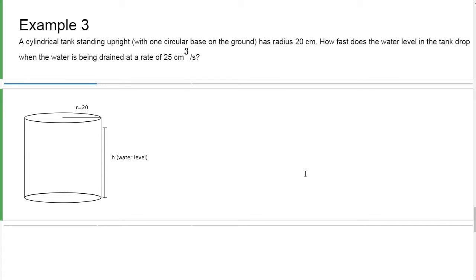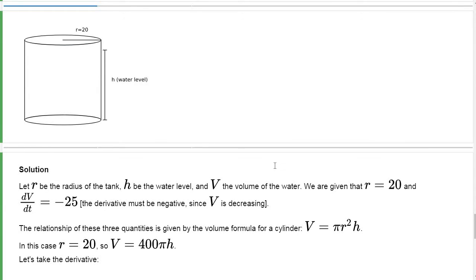Okay, now notice that 25 cubic centimeters per second is a rate of change of volume. So you have to imagine having a little drain here at the bottom and water is squirting out of the bottom. This is the change in the volume of the water. And I want to know how fast the water level drops. So the water is here, and as the water drains out, the water level goes down. So h is decreasing here.